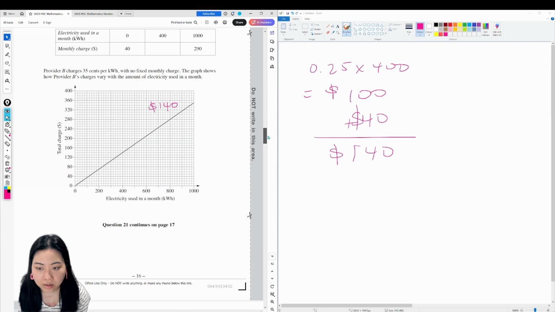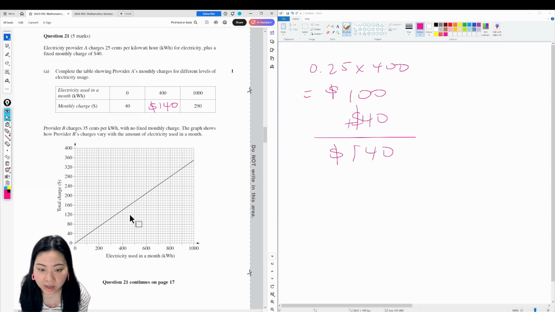I see. Now we need to graph provider A onto this. It would look like this. It starts at 40, and when it's at 400, it is 140 there, and when 1,000 is 290. 290, 300, 310. So it's here. And then you just draw a straight line through those points. And that is provider A. This graph is going to move as soon as I move this.